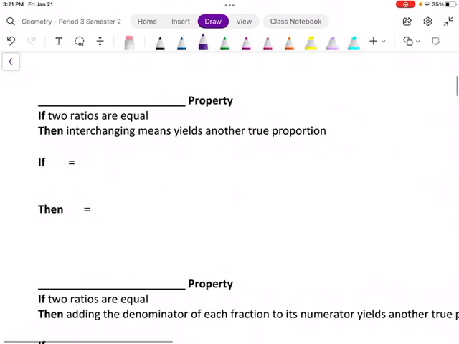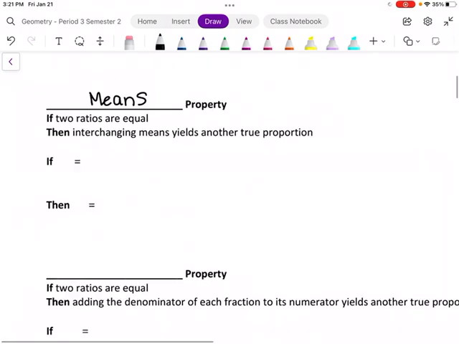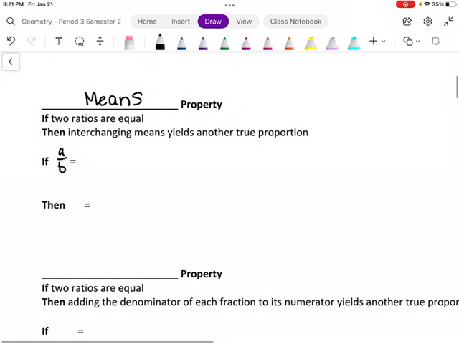Another property that we have is the means property. And this is if two ratios are equal, then their interchanging means yields another true proportion. So, for example, if we had a over b equals c over d, if we change the means, which is b and c, the ratio or the proportion is still going to be true. So if we had a over c, that would be equal to b over d.